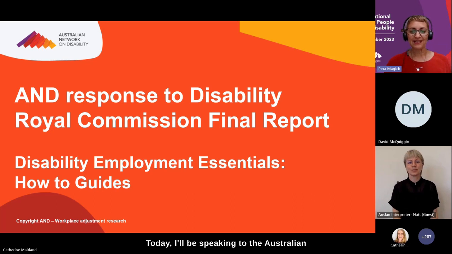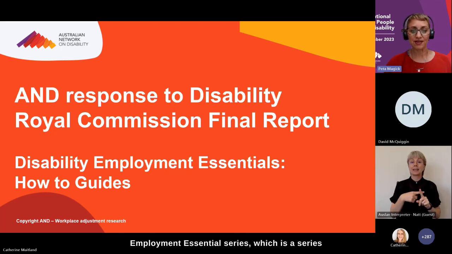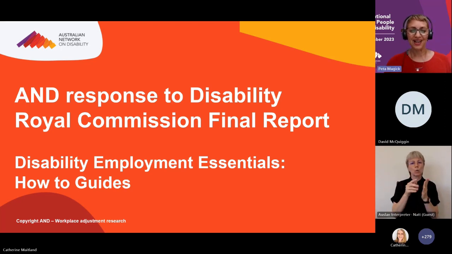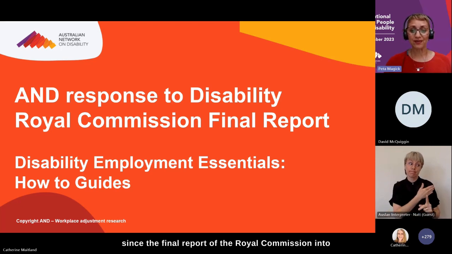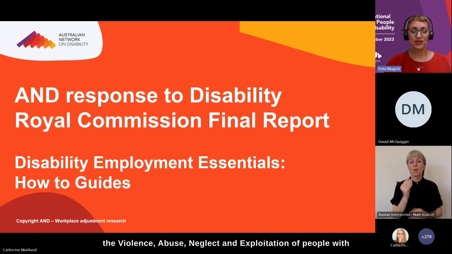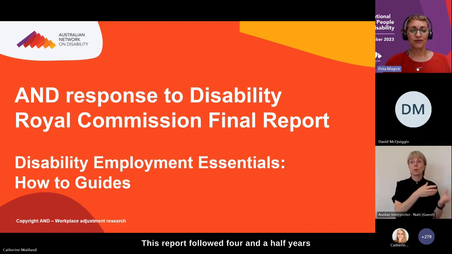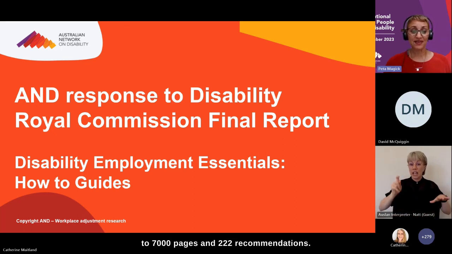Today, I'll be speaking to the Australian Network on Disability response to the Disability Royal Commission final report and our Disability Employment Essentials series, which is a series of how-to guides to support employers. It's been exactly 2 months to the day since the final report of the Royal Commission into the violence, abuse, neglect and exploitation of people with disability was handed down to the government. This report followed 4.5 years of hearings and landed at 12 volumes, close to 7,000 pages and 222 recommendations.